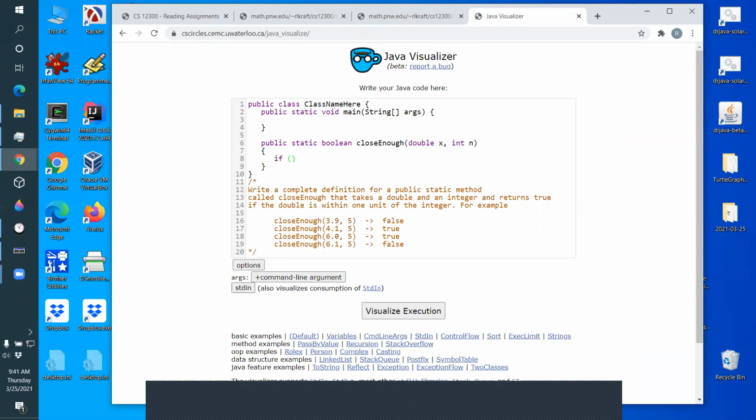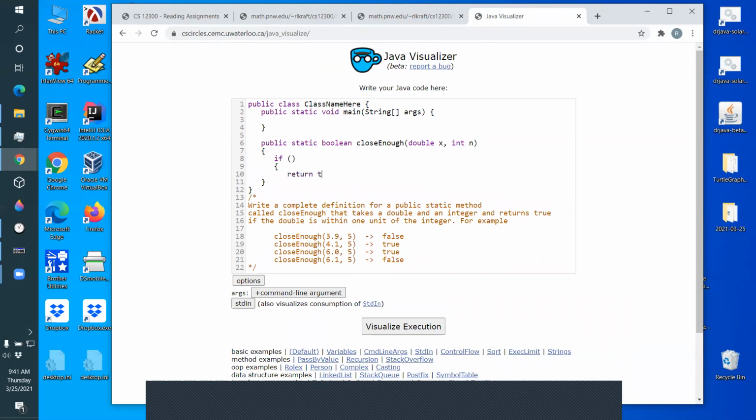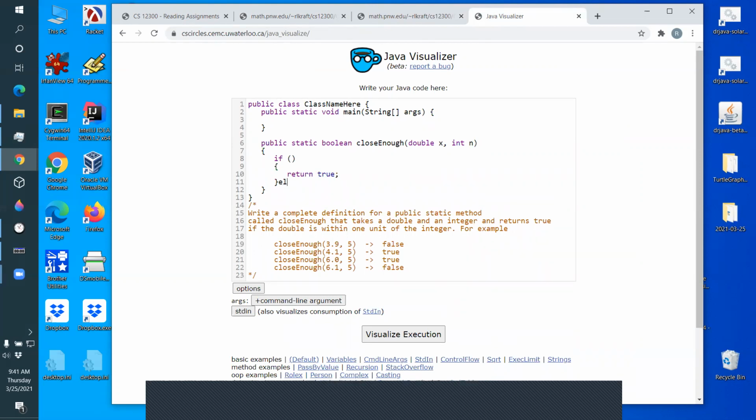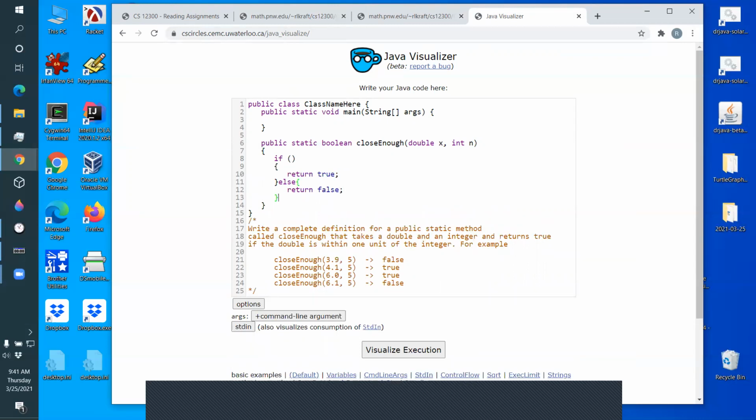It takes a double and returns true. You can even say, well, if there's something, then I return true. Else, I return false. I can kind of sketch that out. It returns true if something, and if it doesn't return true, it's going to return false. So now what would go in here? If the double is within 1 unit of the integer.